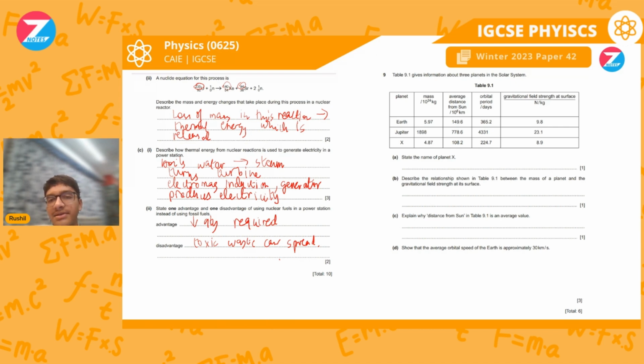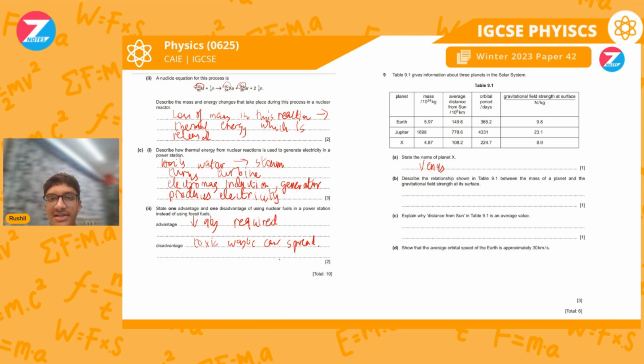Question 9. The table gives us information about three planets in the solar system. State the name of planet X. So you can see that planet X is just slightly lighter than the Earth, slightly closer to the sun than the Earth, and has a slightly shorter orbital period. So this is the planet just before Earth in the order of the eight planets in our solar system, which is Venus. It's Mercury, Venus, Earth. Mercury has a much lower average distance of about 60.